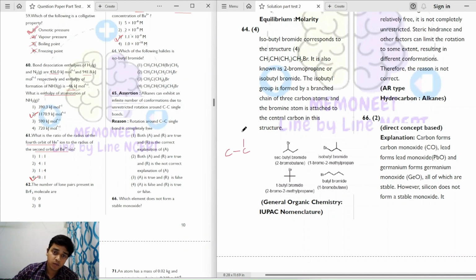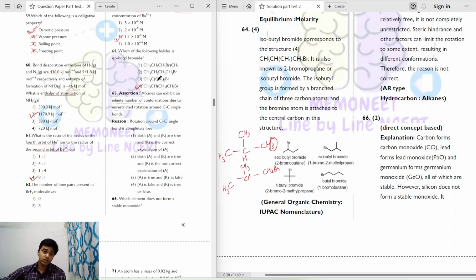What we understand from isobutyl is that iso means similar. From butyl we understand that we have 4 carbon atoms, and from iso we understand that it is a symmetrical kind of molecule. So if we take a look at this compound, this molecule is isobutane. If I just remove one hydrogen from here and replace it with a bromine atom, I'll get isobutyl bromide. So this will be our isobutyl bromide, and that we can see is in option 4.